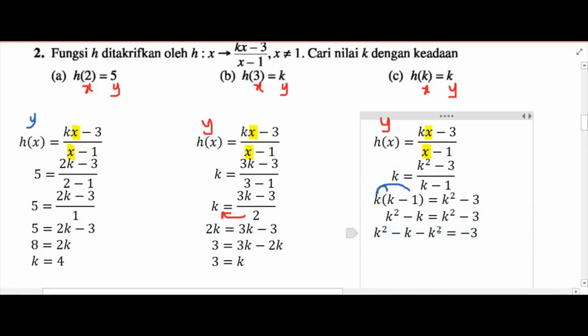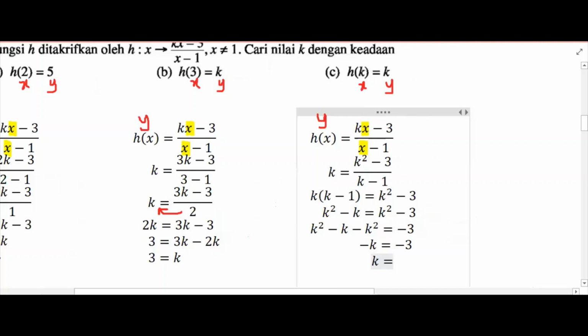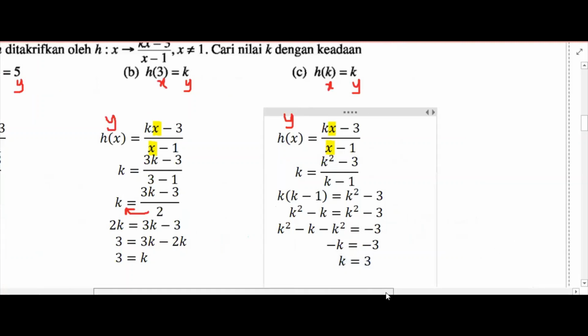Then you see, k square minus k square, 0. Actually, in here you can cut already. Sini boleh potong sudah. Okay, actually you can cut directly. k square. So I left negative k, negative 3. Tapi saya nak tunjuk kepada kamu dulu macam mana saya hilang k square. Dengan tolak. So k square minus k square, 0. I left negative k equals to negative 3. Negative k, negative 3. So positive k, positive 3. Okay, so we're done already.